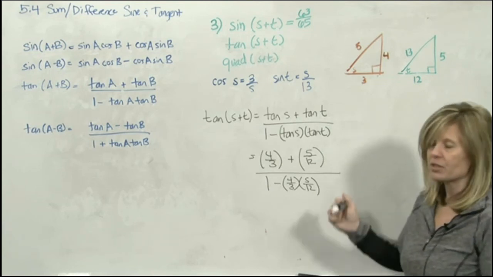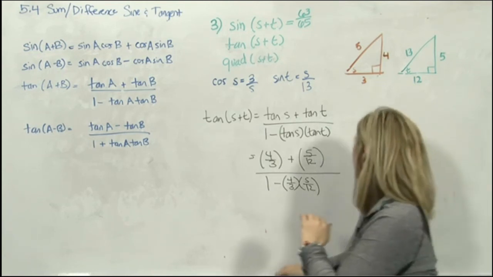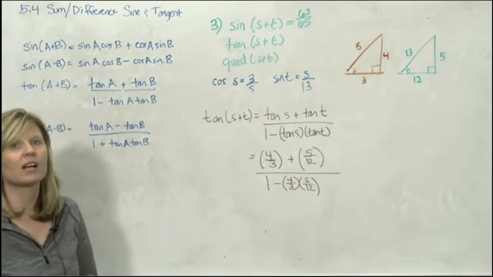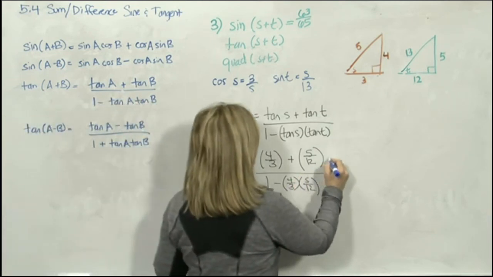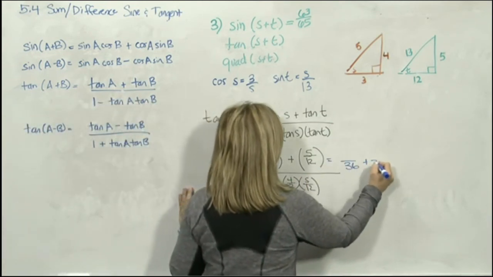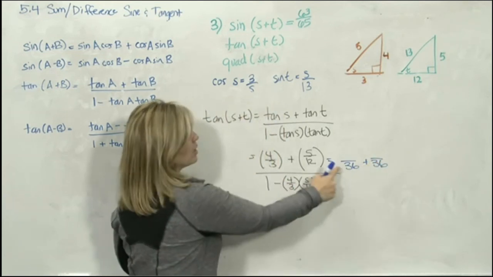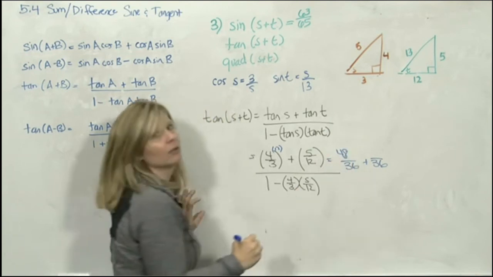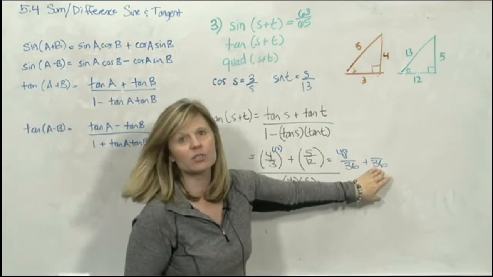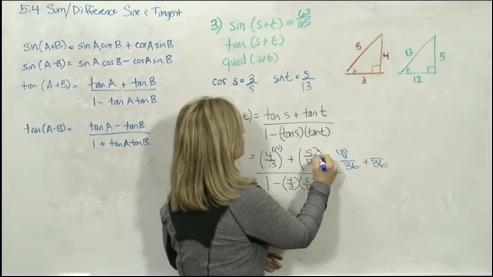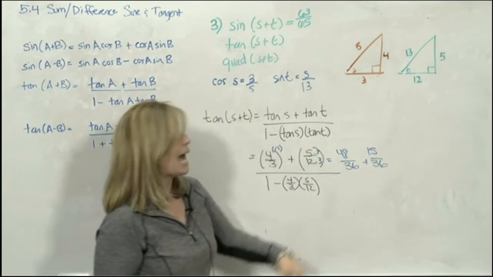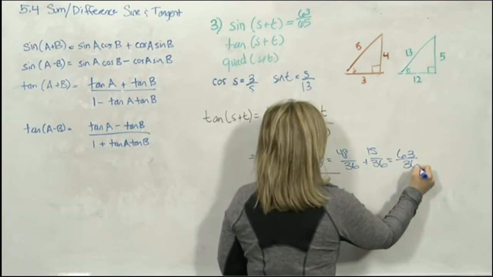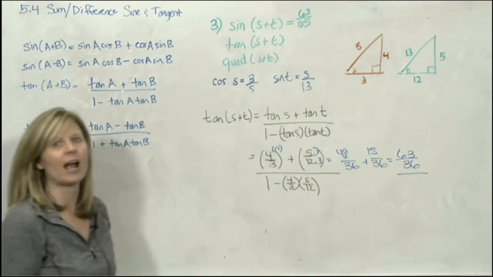Now all we're going to do is do our arithmetic. In our numerator, it says to add. Well, to add fractions, we need a common denominator. What's the common denominator of 3 and 12? That's right, it's 36. I'm going to change both of these to 36s. 3 becomes 36 by multiplying by 12, so 4 times 12 makes our numerator 48. 12 becomes 36 by multiplying by 3, so 5 times 3 is 15. Now I can add my numerators, and I'll get 63 over 36. So that's what I have in the numerator, a fraction.